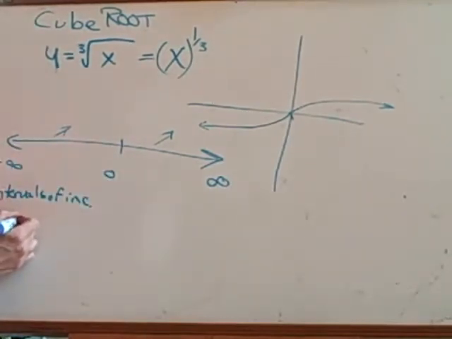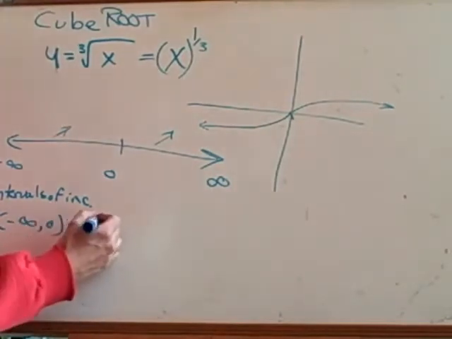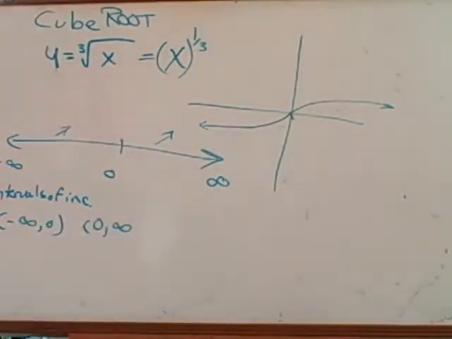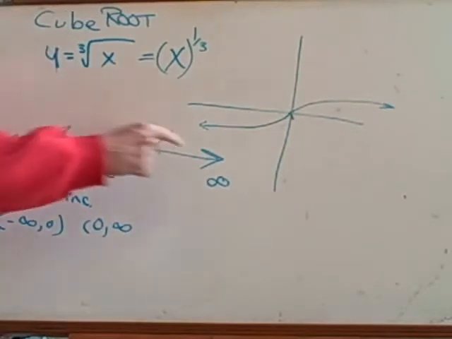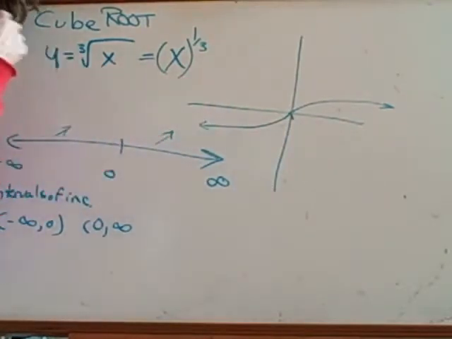So we're going to have two intervals of increase. One is going to be from negative infinity to 0, and the other is going to be from 0 to infinity. The reason you don't say from negative infinity all the way to infinity is because your graph doesn't increase the same way. It's not a line. It's not got the same thing going on the whole time.